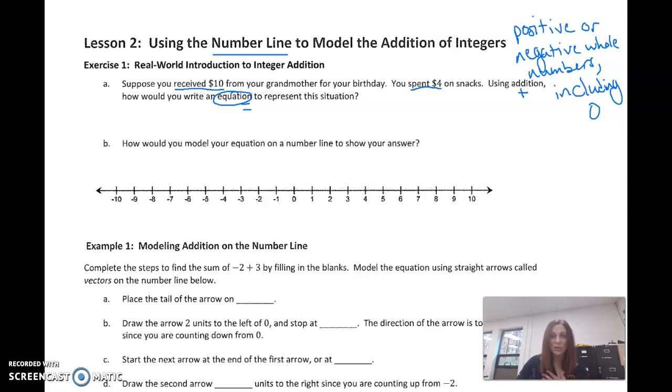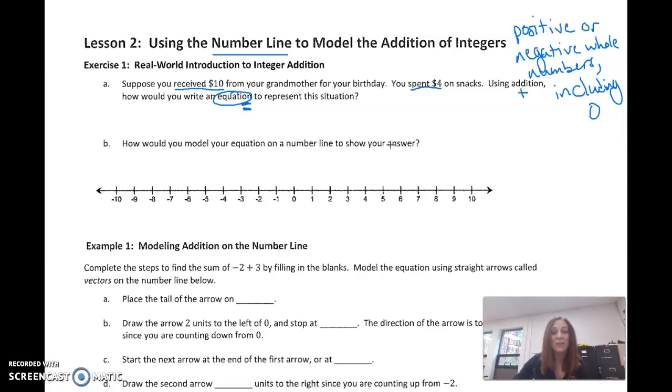My rules for equations are they have to have some kind of operation: adding, subtracting, multiplying, or dividing. They have to have a variable. Now, it's probably not technically what an equation has to have, but for what we're doing in class, they need to have a variable, and they have to have an equal sign. If it doesn't have an equal sign, it's an expression.